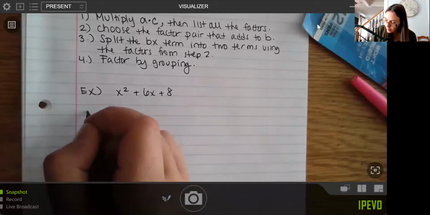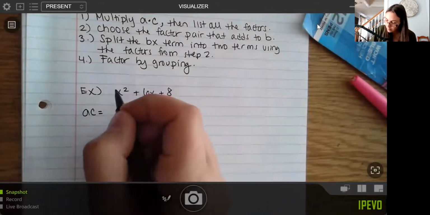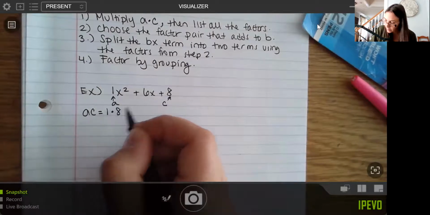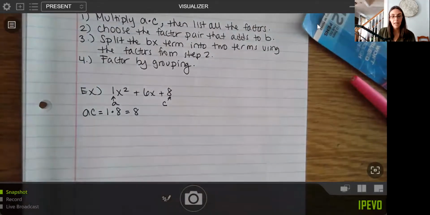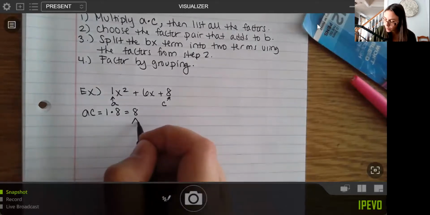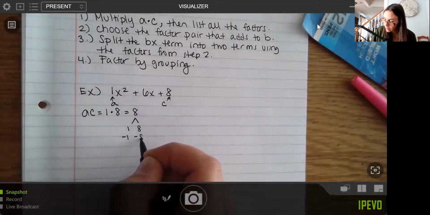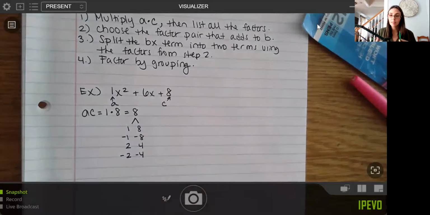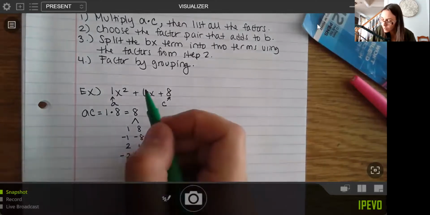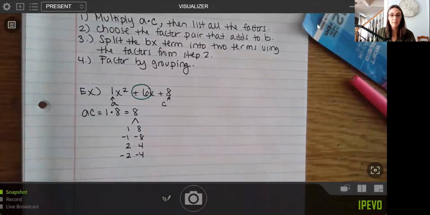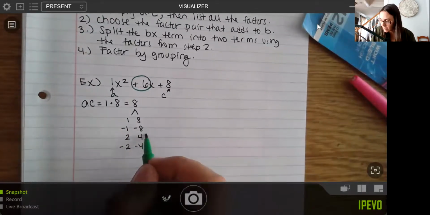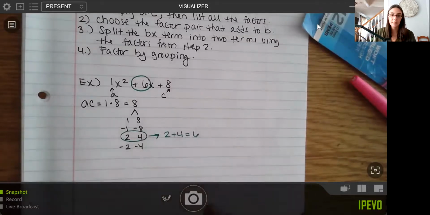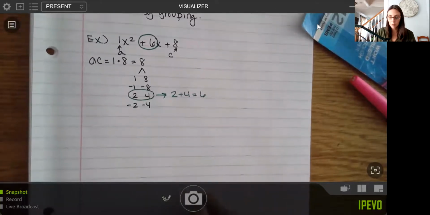So here, A times C, well, this is your A, this is your C. So we're going to do 1 times 8, it's positive 8, so I get 8. And then you're going to list the possible factors. So 1 and 8, -1, -8, 2 and 4, -2 and -4. And again, I list all the sign possibilities. It just makes it easier. And what you want to do is find the one that matches with +6. So if I'm looking through, I see that this is going to match because +2 plus +4 is +6. So that's the one we're going to use.